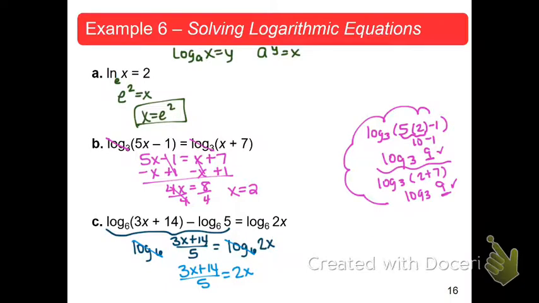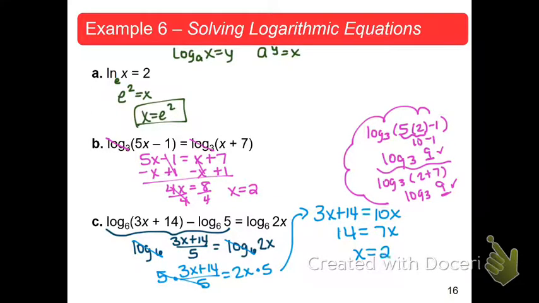Well, let's start solving. First, let's get rid of the fraction. So we're going to have to multiply by the 5 that's on the bottom to make it cancel. So what I get there then is 3x plus 14 equals 2x times 5, which is 10x. And let's just solve for x. So subtract your 3x. So 14 equals 7x, divide by 7, and we find x is 2.